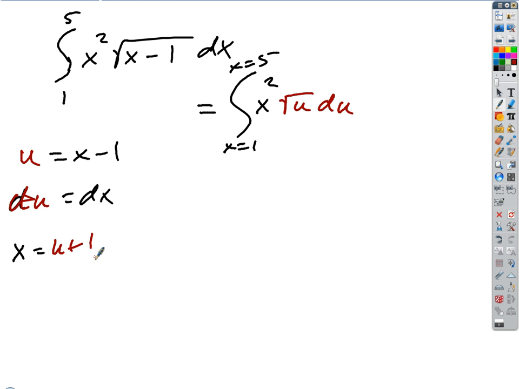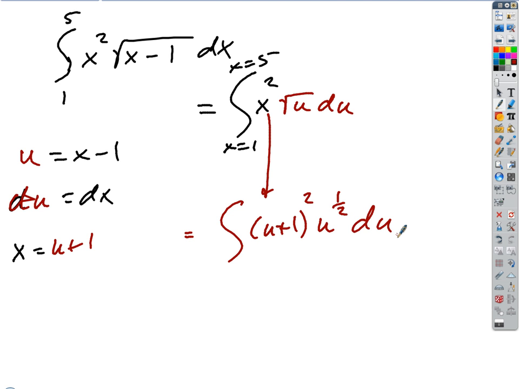Okay, so we can make that transition, right? So then we end up with, if we do that, the x squared becomes the quantity u plus 1 squared times u to the 1/2 du. What about our limits?